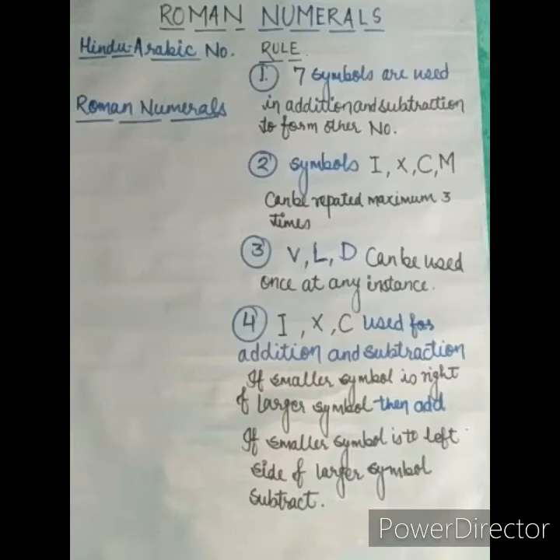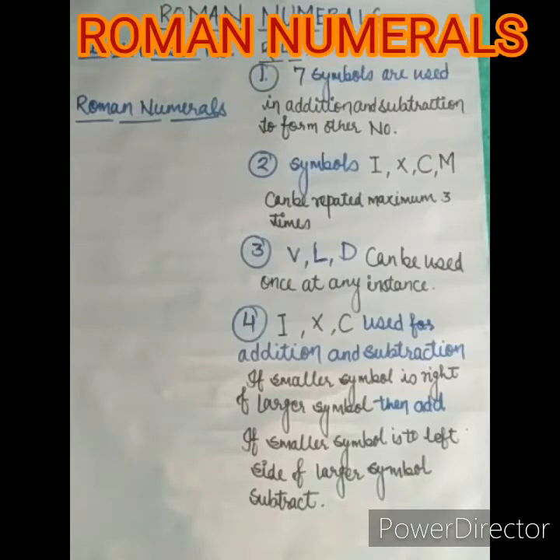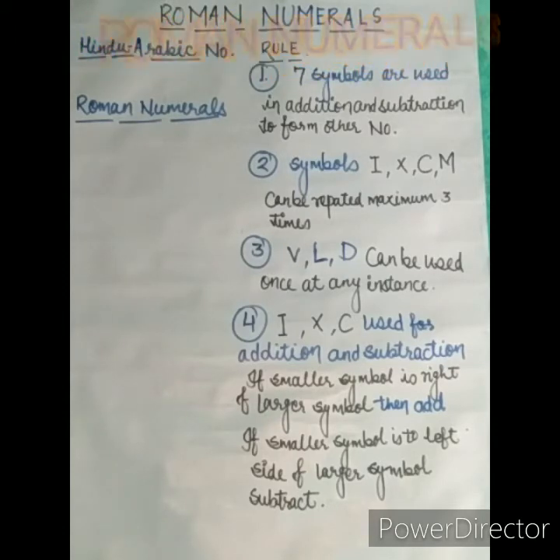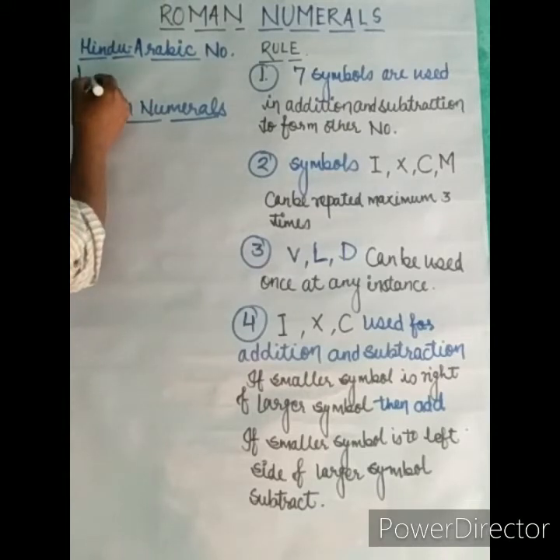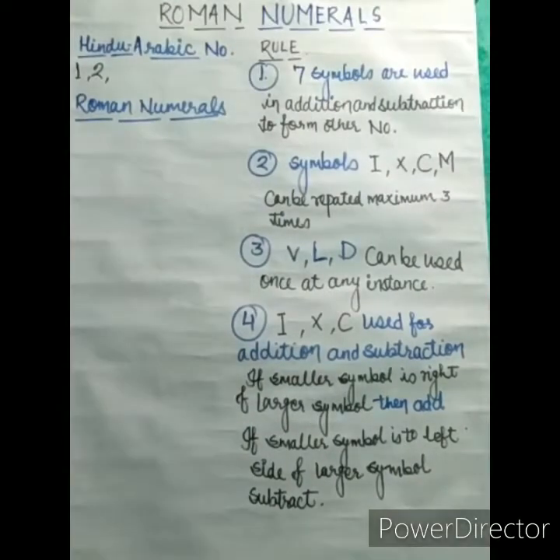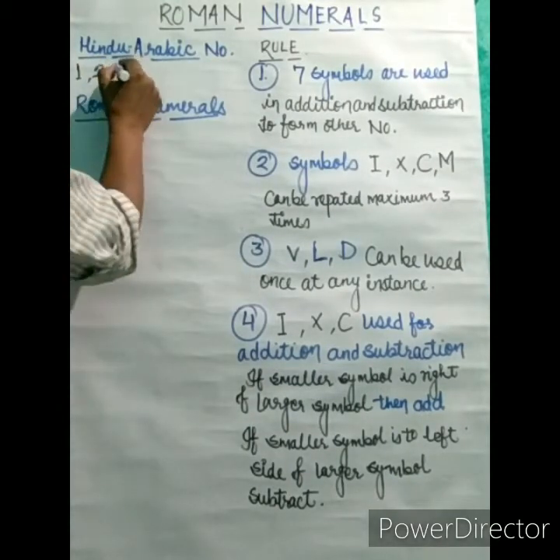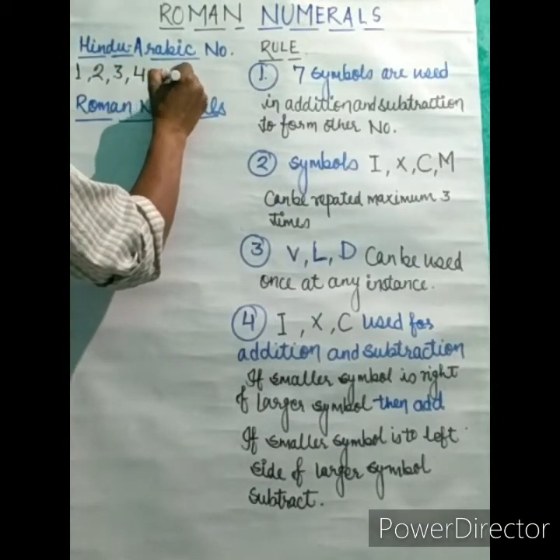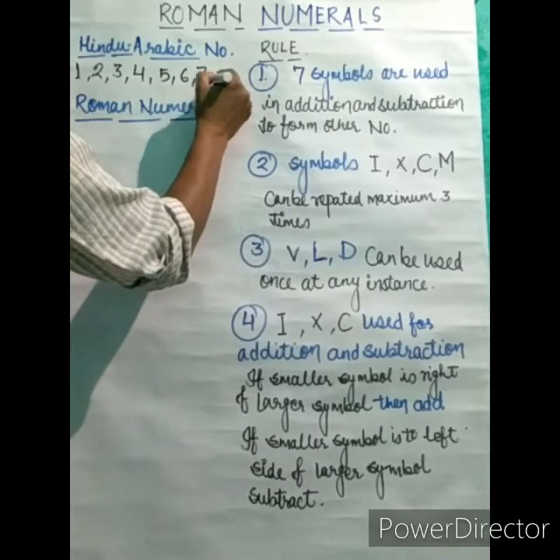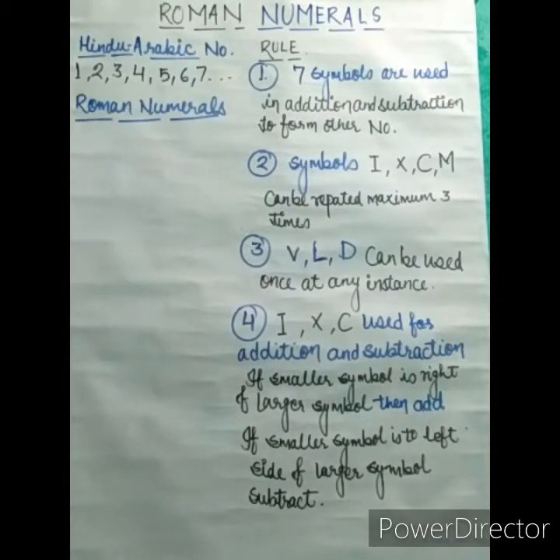Dear students, today we will study Roman numbers and learn some rules related to Roman numbers or Roman numerals. Actually, the counting we usually write is in Hindu Arabic numerals. Like you can see, you all are writing counting 1, 2, 3, 4, 5, 6, 7 and so on. This is usually called the Hindu Arabic numerals.